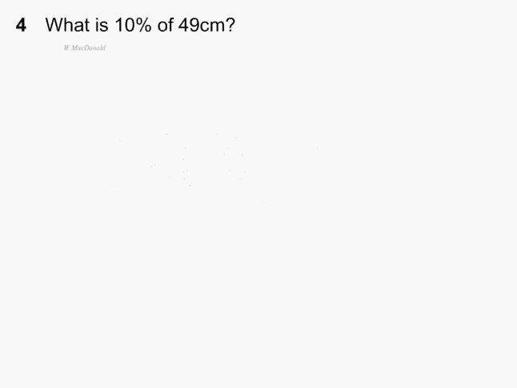Question 4, what is 10% of 49 centimeters? Well, again, the decimal in 49 centimeters is right here. Even though it's not written, we know it's at the end of the number. Move it one place over, you get 4.9 centimeters. Does anyone know what a better answer would be that wouldn't be a decimal answer, but is still the correct answer? So if I said, what is 10% of 49 centimeters, is there another answer I could use that doesn't have a decimal in it?